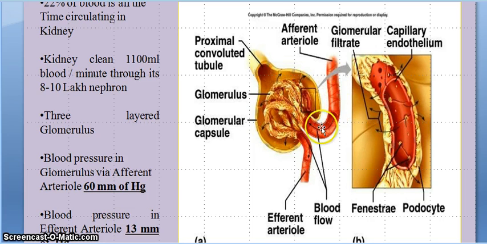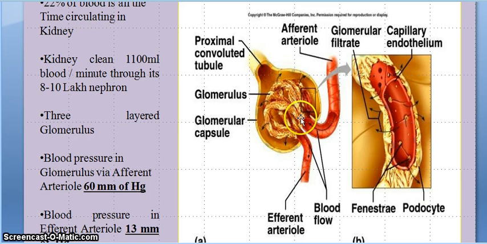If the afferent arteriole has more resistance, then this decreases the GFR. And if the efferent arteriole has more resistance, or there is some blockage in the efferent arteriole, then the pressure, or the GFR, increases in the glomerular capsule.